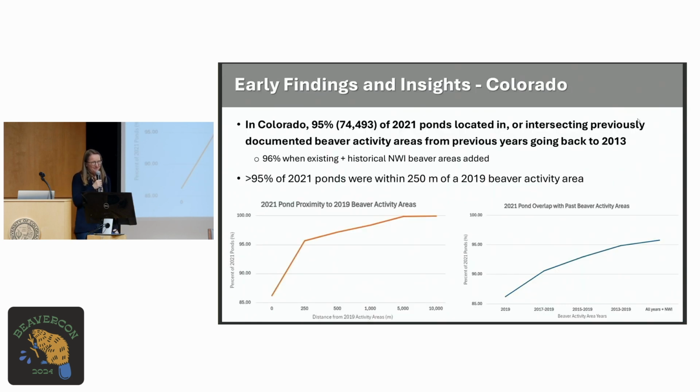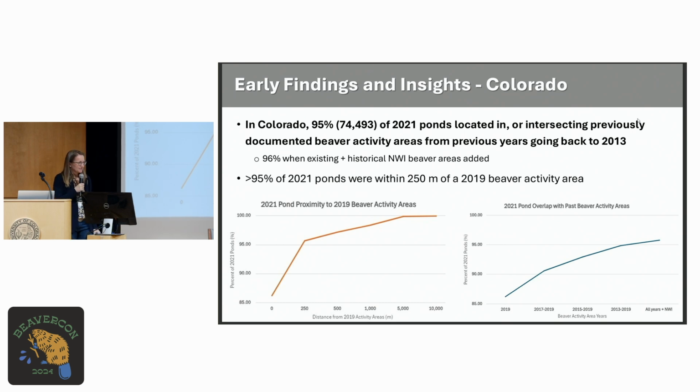And one of the really interesting findings that has surprised me the most, when we looked at these most recent ponds, around 95% of them were in areas that we had mapped in those earlier imagery years. So that says to me that the beavers are kind of sticking around, or at least moving around within these habitat areas and not really going outside of them much. And I'll show you what that looks like a little bit later on.